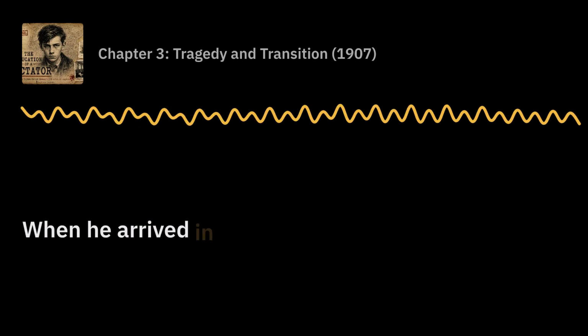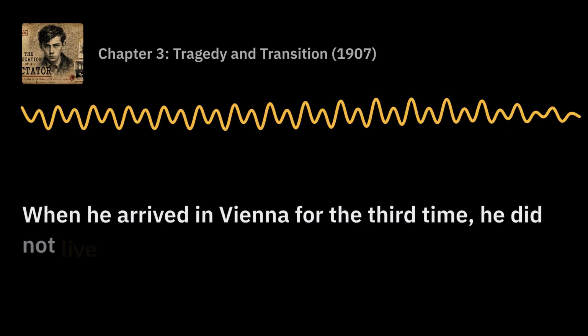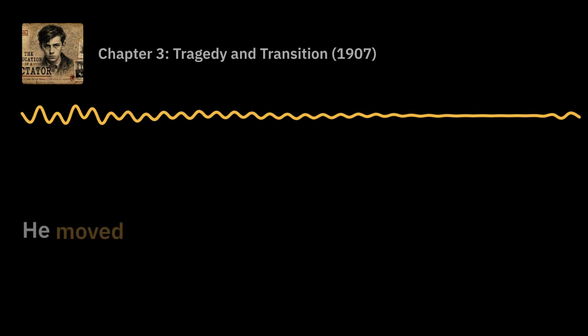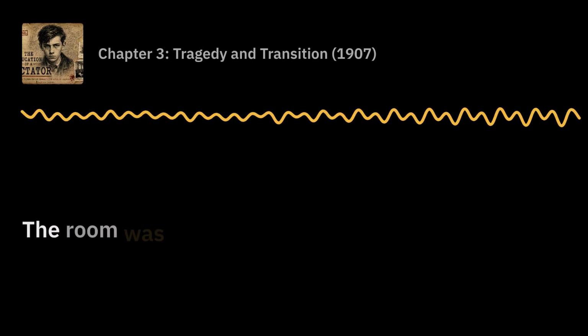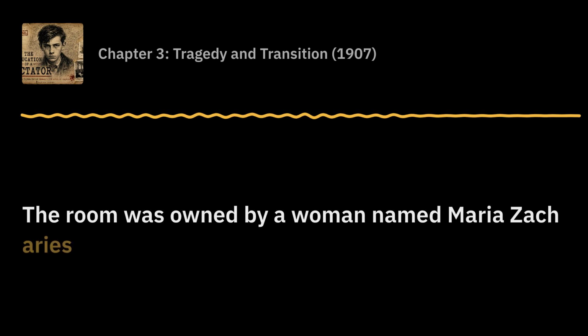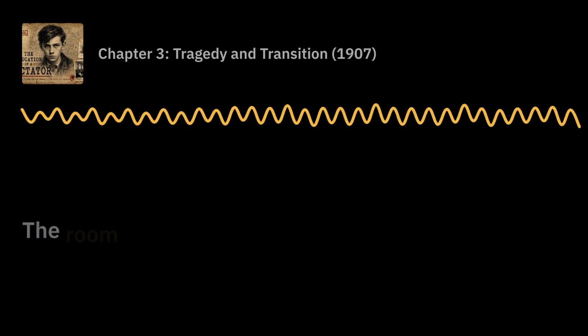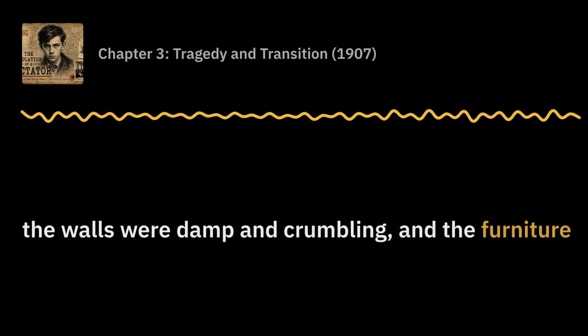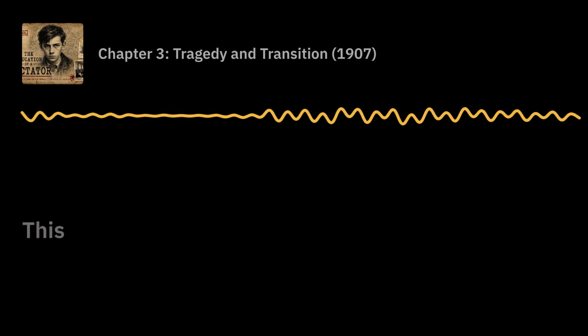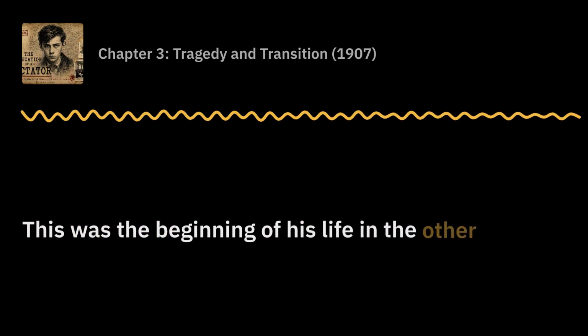When he arrived in Vienna for the third time, he did not live in a majestic palace. He moved into a small, dark room at 31 Stumpergasse. The room was owned by a woman named Maria Zachries, who was a Czech immigrant. The room was not beautiful. The walls were damp and crumbling, and the furniture was infested with bugs. This was the beginning of his life in the other Vienna.